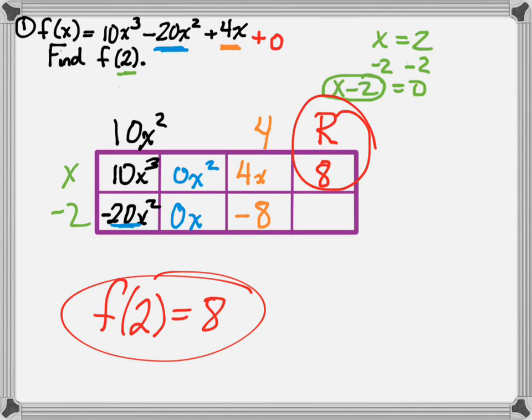This is the same thing as if I took 2 and plugged it in for every x. And so I did 10 times 2 cubed minus 20 times 2 squared plus 4 times 2. I would come up with 8. This math was a lot easier than what I just listed out. A lot of people like this method because it's faster, more efficient, and a little bit easier arithmetic-wise.